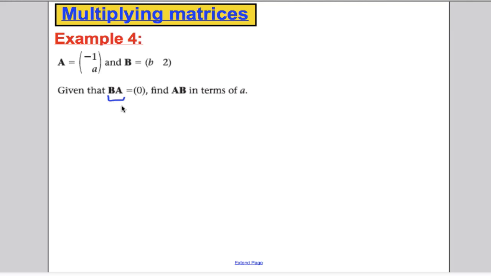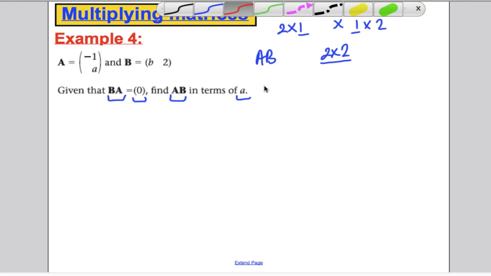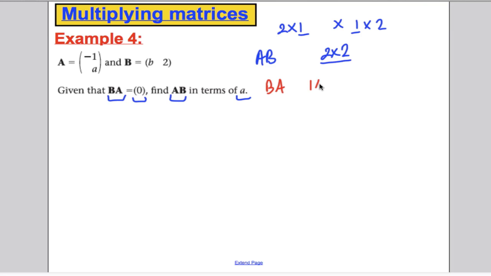Okay, we are told that if I multiply B by A, I get the 1 by 1 zero matrix, and it says find AB in terms of A. Right, let's just follow our nose and check we can do it. A is a 2 by 1, and I'm going to multiply it by B, which is a 1 by 2. They're the same, so for A times B, I'm going to get a 2 by 2 matrix. What about with BA? If I did B times A, I'm doing a 1 by 2 times a 2 by 1. Those are the same, so I'm going to get a 1 by 1 answer, which I'm told is 0. So let's go ahead and work out BA.